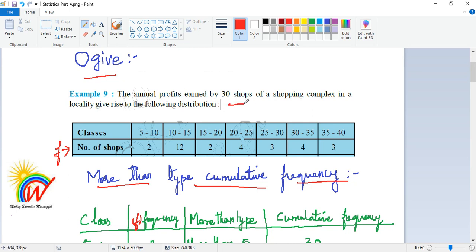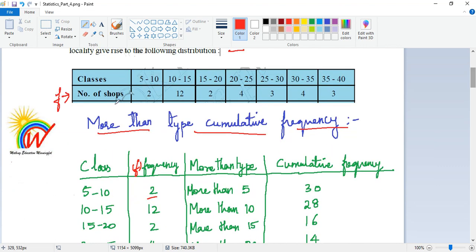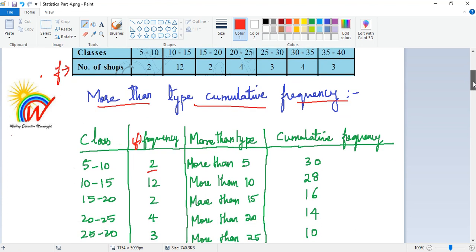30 shops of a shopping complex in a locality give rise to the following distribution. This question is given, and in the question they'll give you the table. The number of shops over here is your frequency, f, and these are the classes, the class interval.